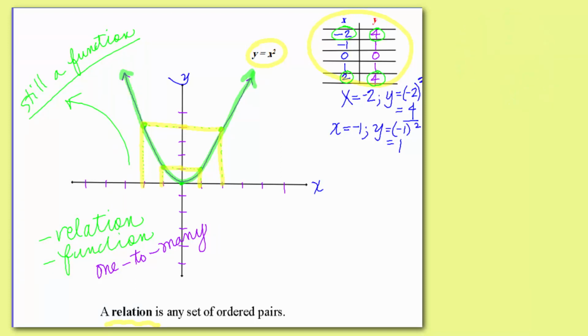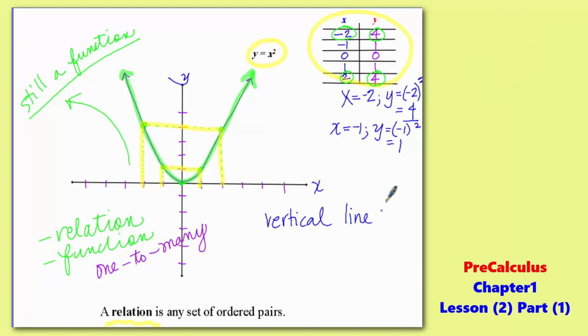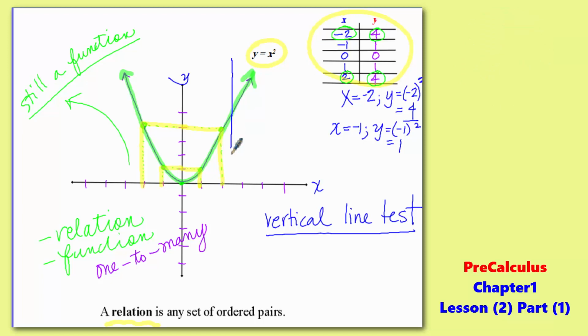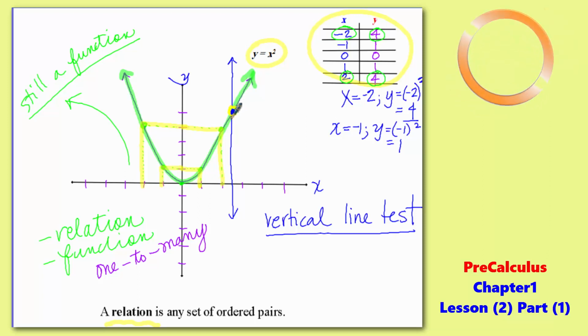Another way to test if your graph is a function or not is to use the vertical line test. The vertical line test is used to evaluate if your graph contains more than 1 point in the same vertical line that we are going to use. So in this case, we have a vertical line crossing the graph at this point only. So we only have 1 point for the vertical line. So this confirms that this graph is a function.